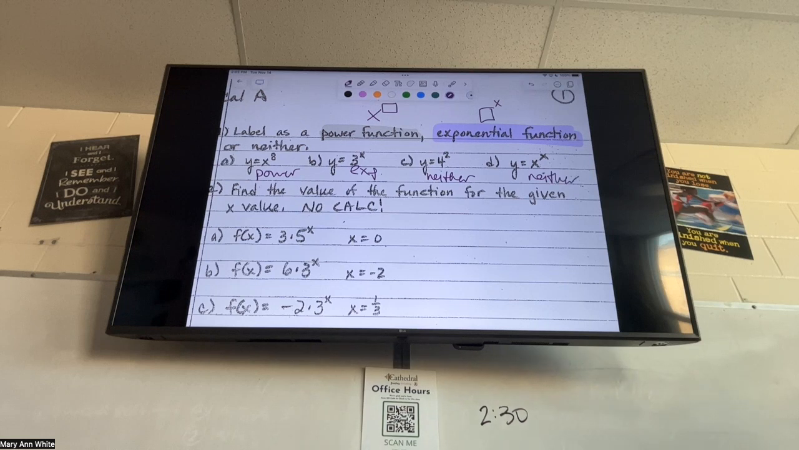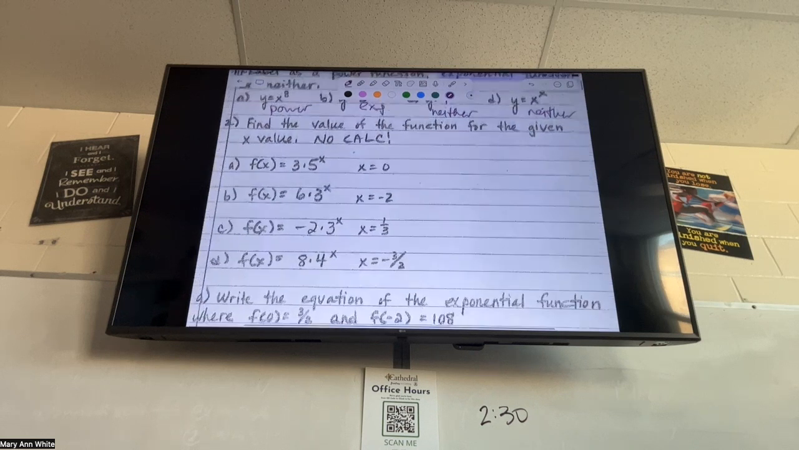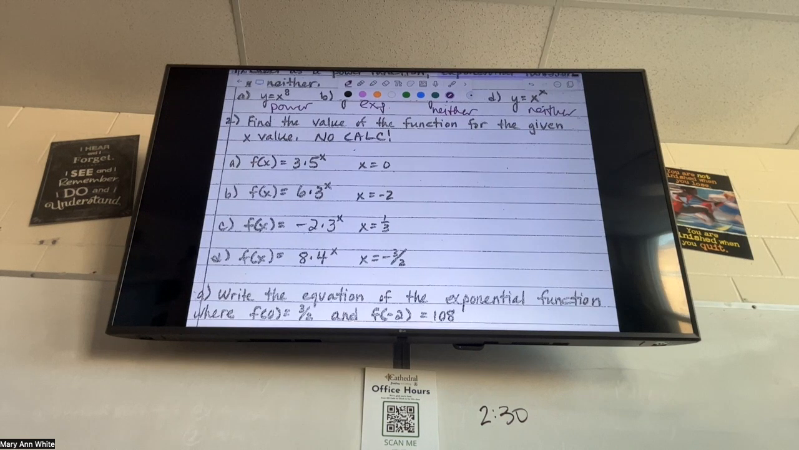Okay. Now, number 2, we're going to find the value of the function for the given x values, and we are not going to use a calculator. So I need you to kind of remember, what do we already know about exponents, okay? So we're going to plug in a different x for each one, and we've got a different equation for each one as well. So the first one says x is going to equal 0.